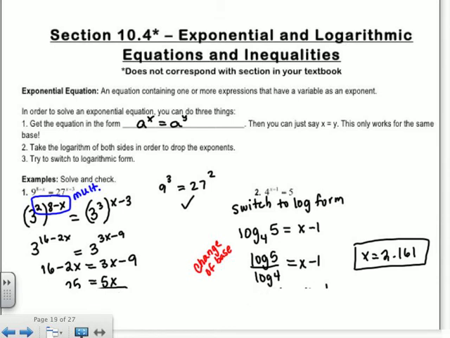Okay, next one. So if I have 7 to the negative x equals 21, so let's try this one the way we just did. So go ahead and try to switch to log form. So you should get log base 7 of 21 equals negative x. So once it's in that form, I'm going to do change of base. So I see it's log of 21 over log of 7 equals negative x.